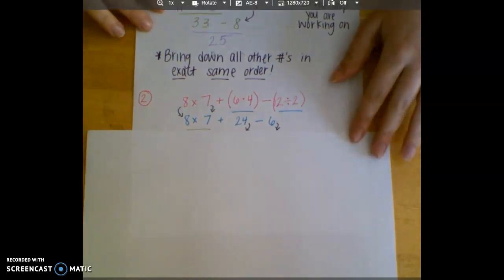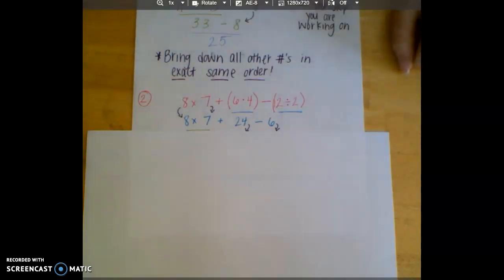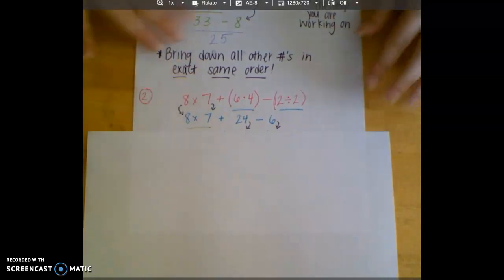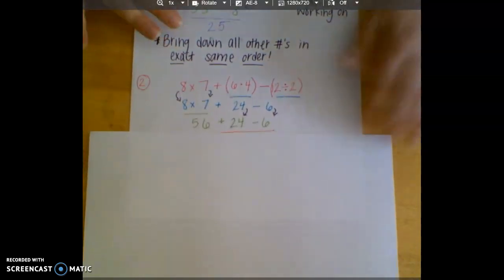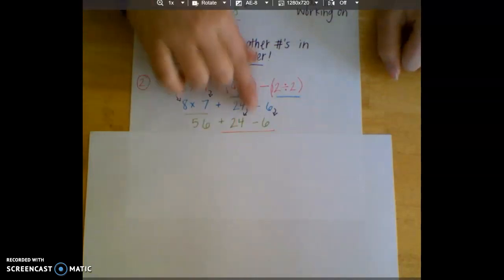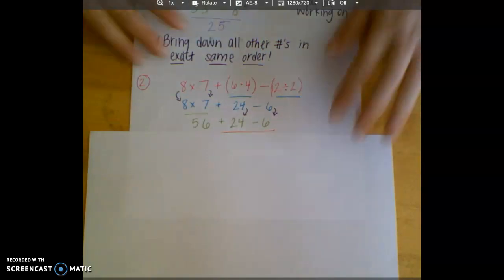Now we look here. Am I going to subtract? Am I going to add? Or am I going to multiply? What is your next step? You should be saying multiply. I underline my 8 times 7. 8 times 7 is 56. When I do this, I bring down my plus, I bring down my 24, I bring down my minus, and I bring down my 6. I didn't use those yet.